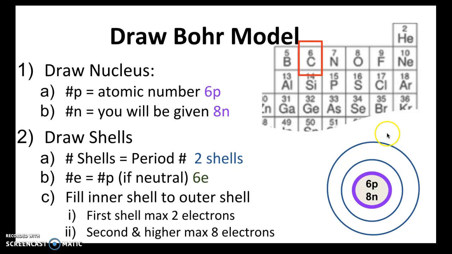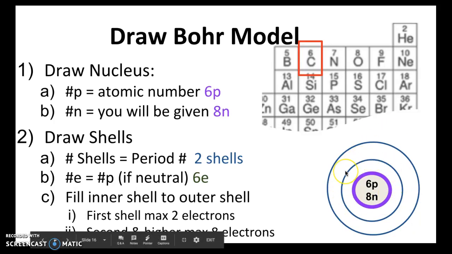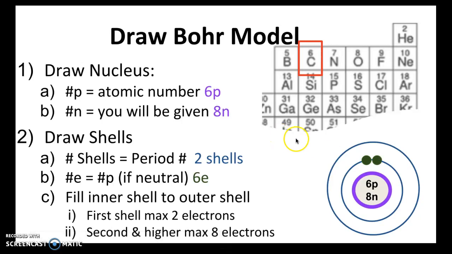That means they all can't go in that first shell closest to the nucleus. So we can only put a maximum of 2 there, and we're going to put those 2 next to each other. Since we used 2 of our 6, we've got 4 more. Those 4 are going to go in the outer shell. 1, 2, 3, 4. And I do corner to corner before I start doubling them up. All right, so that is our Bohr model. That's how we draw a Bohr model.